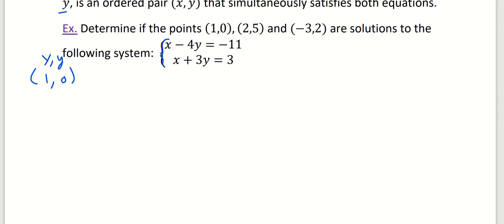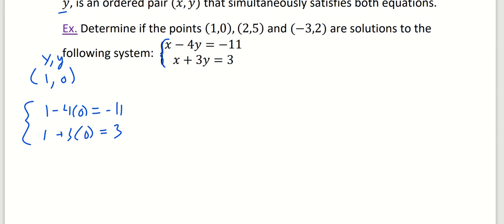Just like back in the basics, if you wanted to check whether or not it's a solution, we have to plug the values of the variables into the equations. Everywhere we see an x, I'm going to put a 1. Everywhere we see a y, we're going to put a 0. And we want to see if it leaves both equations true. The second one was 1 plus 3 times 0 equals 3.